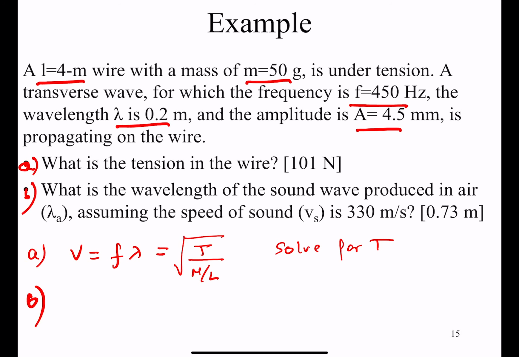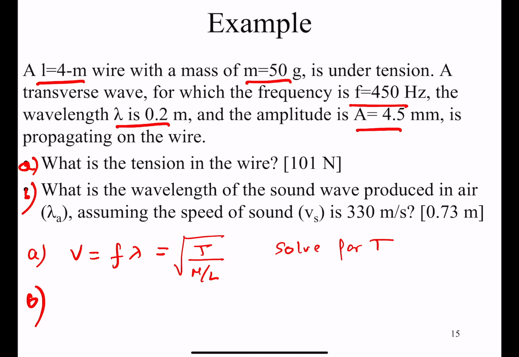For the second part, it's asking about the sound wave that would be produced in air as a result of this vibrating string. This could be a guitar string that's vibrating, or the string of any musical instrument. As this string vibrates, the air molecules next to the string are also set in motion. Those vibrating air molecules pass on their vibrations to their neighbors, and they pass on their vibrations to their neighbors, and so on. So you will have a wave propagating through the air as well.